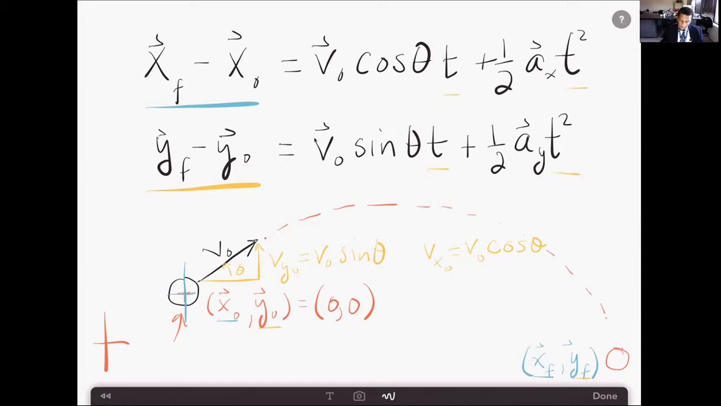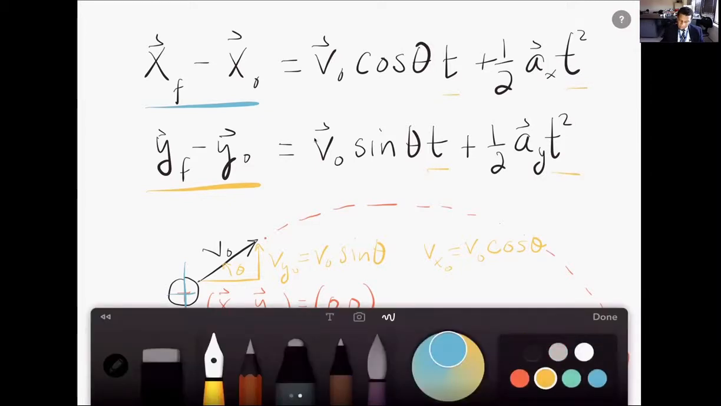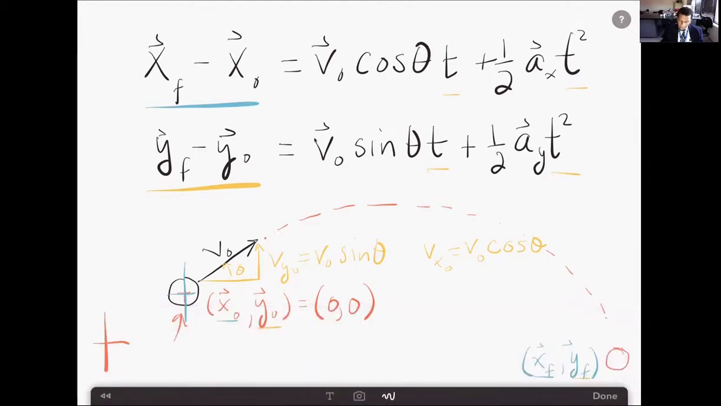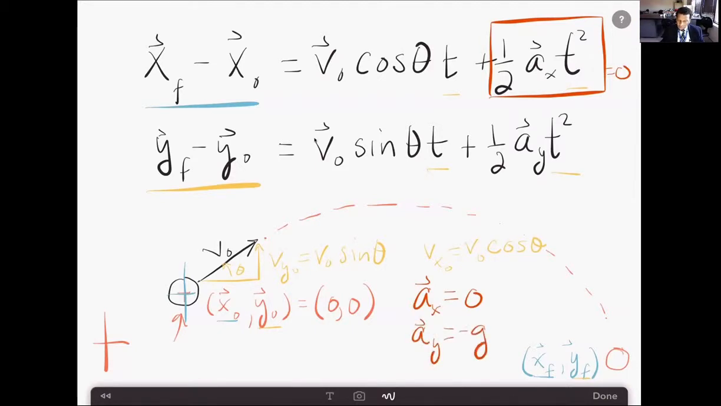Let's evaluate the accelerations. The acceleration in the x direction is going to be negligible, which means that it's going to be 0. So that means that this entire piece here is just going to go to 0. So we're just going to let that equal 0 since acceleration is 0. Acceleration in the y direction is going to be a negative g. So that means that instead of having a sub y here, we're going to replace it with a negative g, and subsequently the plus sign will change to a minus sign. So we're going to rewrite these equations accordingly.